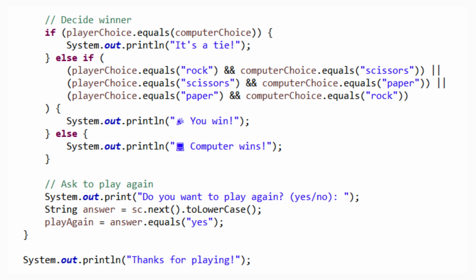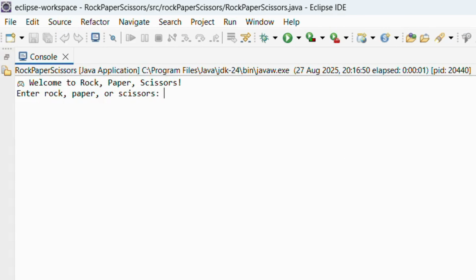And we also need to ask the player if they want to continue. So System.out.print do you want to play the game again? Yes or no. String answer equals sc.next().toLowerCase(). playAgain equals answer.equals(yes). System.out.println thanks for playing.